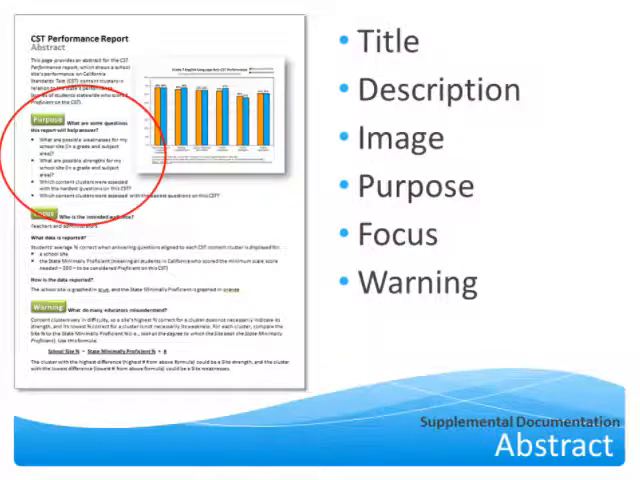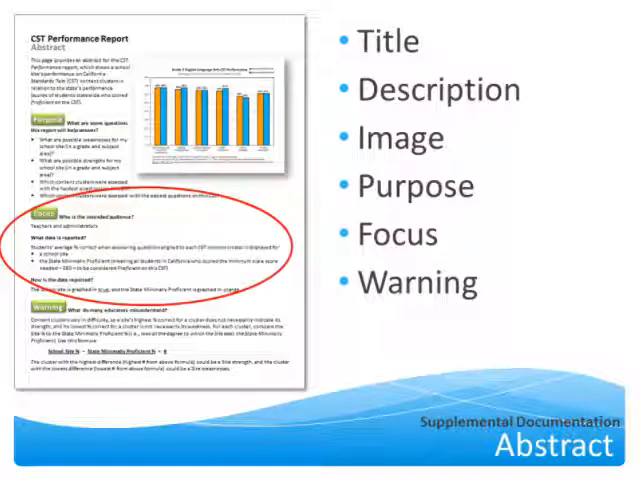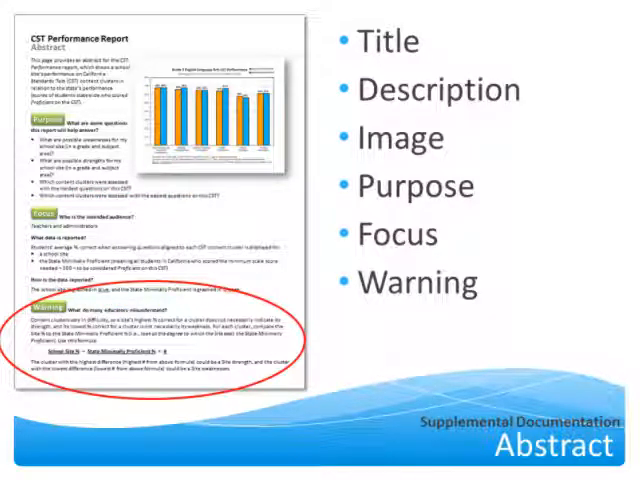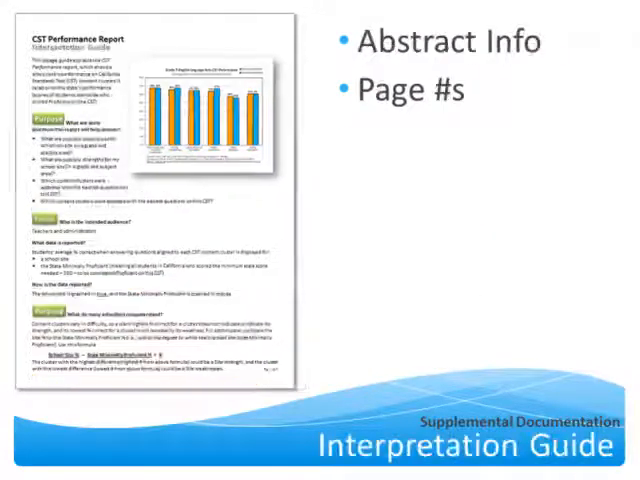And then you have the report's purpose, such as a list of key questions this report can help educators answer. In giving the report's focus, the abstract can answer, who is the intended audience of this report? What data is reported? And how is the data reported? Finally, the warning addresses whatever concept educators most commonly misunderstand when analyzing data in this particular report. The warning should also provide educators with the correct way to avoid the common error.